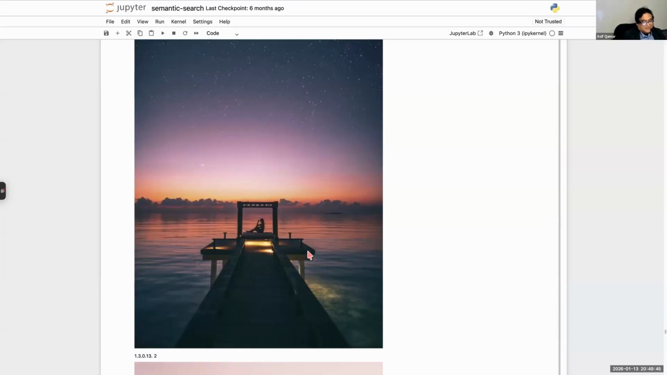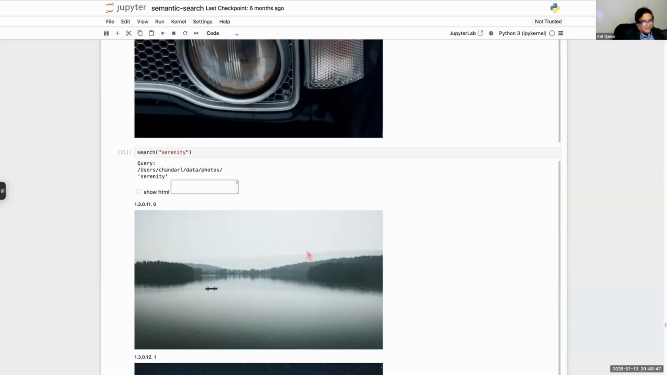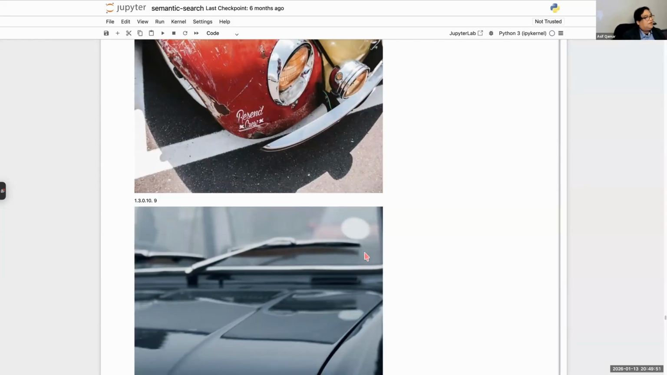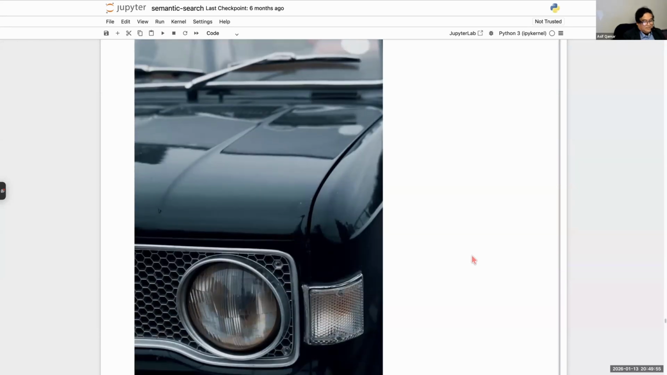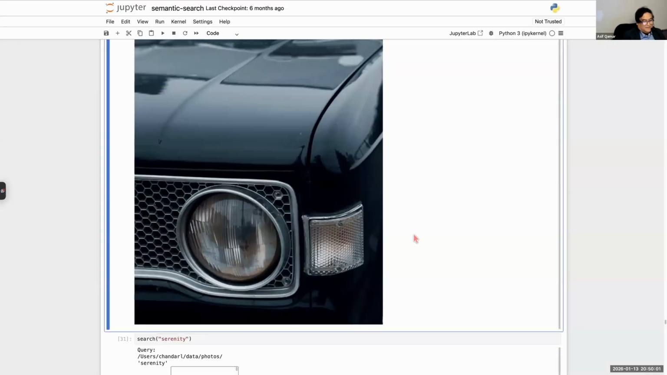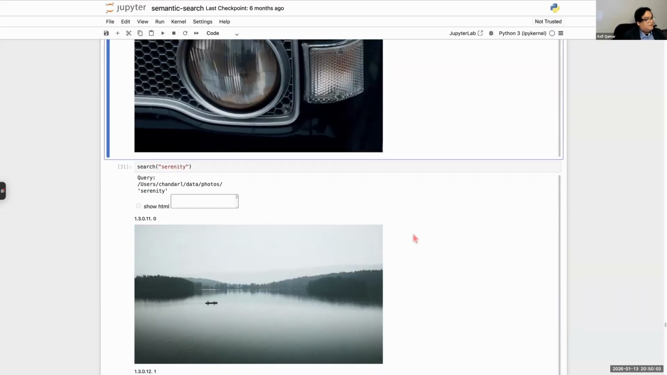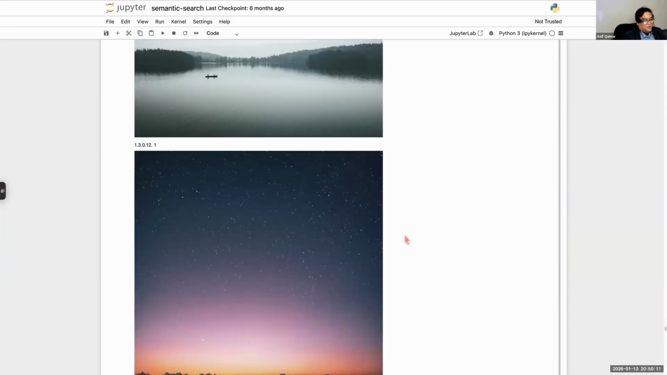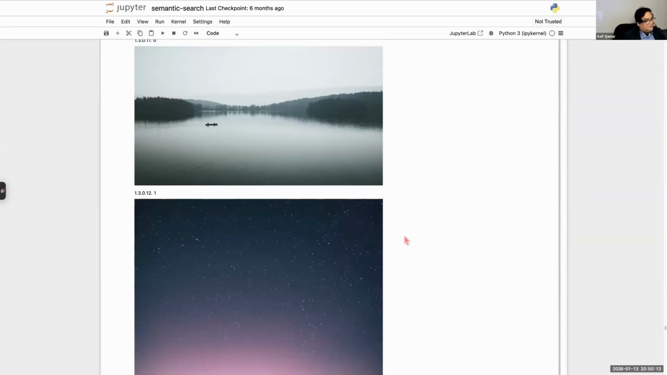So when I was doing this last time, I was telling people to pick a word. So I asked them to pick hard examples. One example they picked was serenity. Now, serenity, how many of you have seen a picture of serenity? It's hard, right? And yet, look at the pictures that it picked. Would you agree that they convey a sense of serenity?